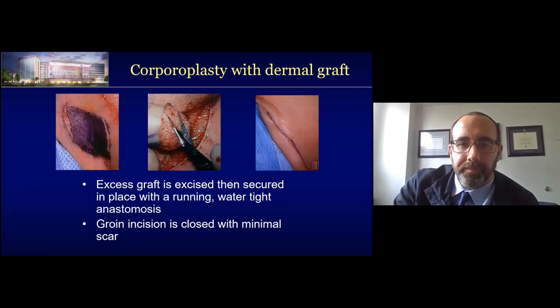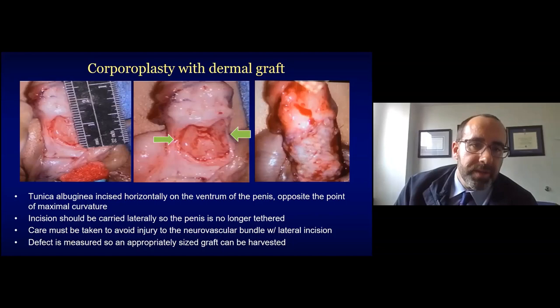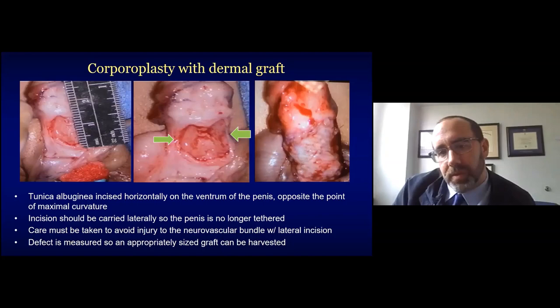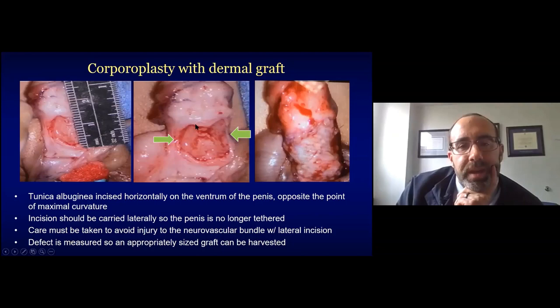Here you see where that incision has been made into the penis, and you see there's a defect here. For this boy, it's about a centimeter and a half, probably by about 1.5 to 2 centimeters horizontally. These two arrows in the middle diagram show the full length of it. So you see the erectile tissue underneath.